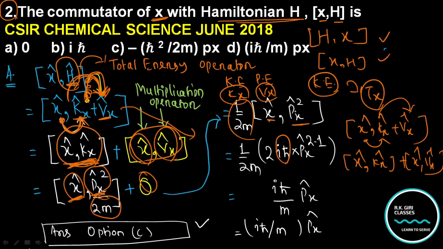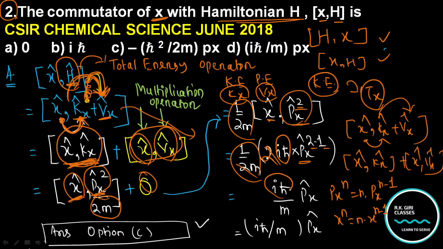Now what happens? You have to put this: [x, p^n] is n times p^(n-1). So in this case, p squared means 2 times p^(2-1). The 2 will cancel there, and the value is iħ by m times p^(2-1), that is iħ p by m. What is your answer? Your answer is option D. Option D is your answer.